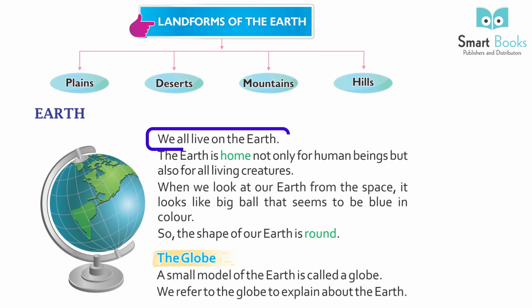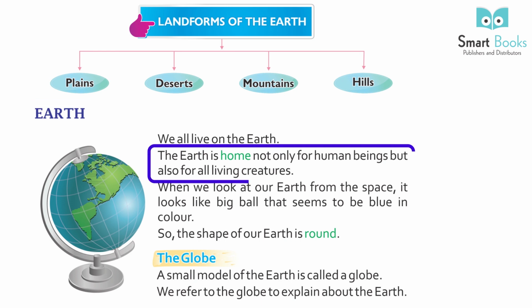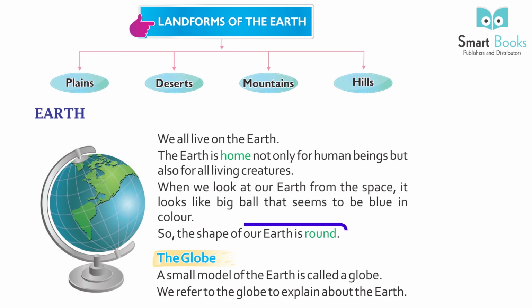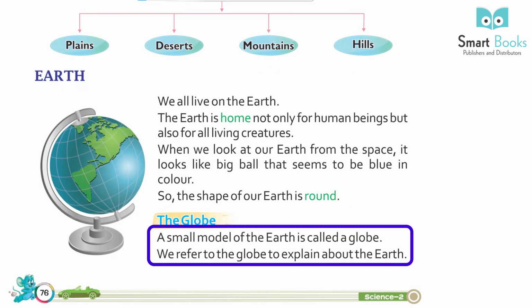Earth. We all live on the Earth. The Earth is home not only for human beings but also for all living creatures. When we look at our Earth from space, it looks like a big ball that seems to be blue in color. So the shape of our Earth is round. A small model of the Earth is called a globe. We refer to the globe to explain about the Earth.